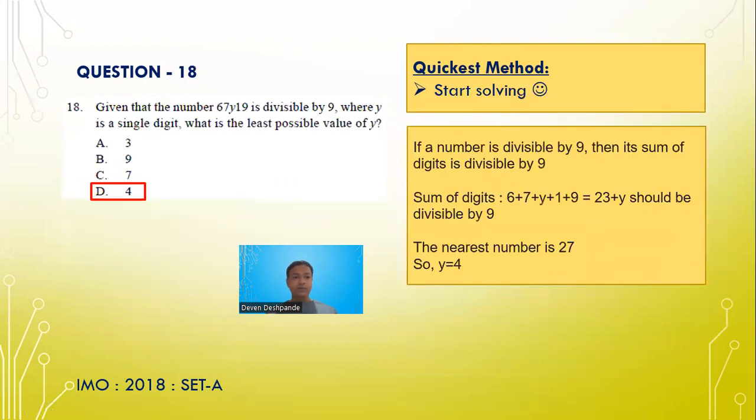Okay, next one. Given the number 67y19 is divisible by 9, where y is a single digit number, what is the least possible value of y? So start solving.